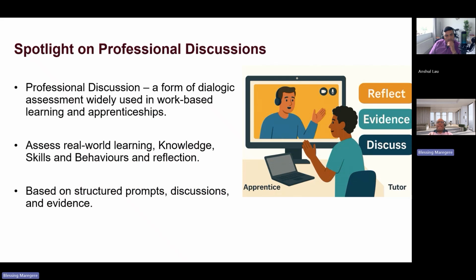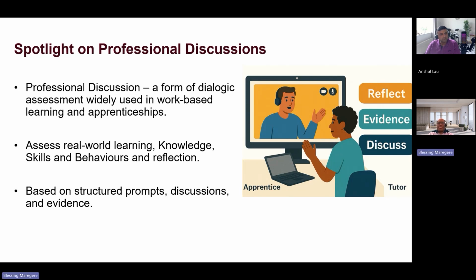Okay, so I'm going to talk a little bit more about professional discussions and what they are. As I said, that's one type of dialogic assessment. A professional discussion is an assessment method that's typically used in apprenticeships, and we use this to assess the knowledge, skills, and behaviors that are stipulated in the apprenticeship standard that the apprentices would be on.